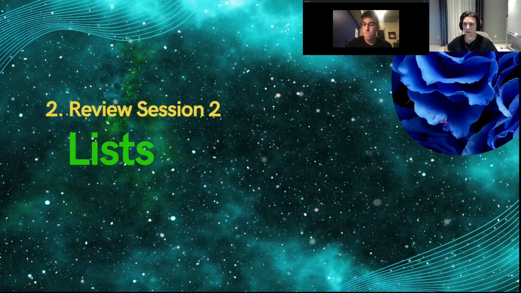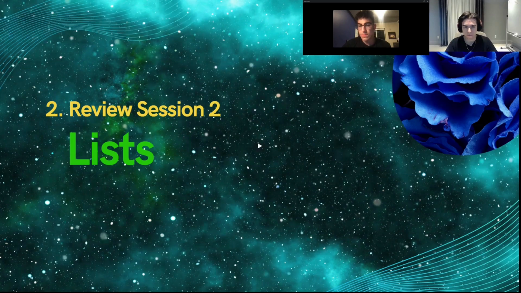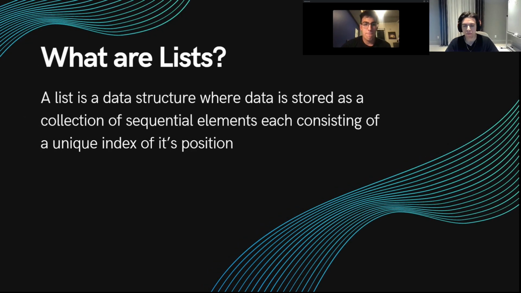All right, so jumping into the list now. This is our final data structure. So what are lists? Obviously, you guys are probably super familiar with lists now, since I believe you started using them at the end of CP104. So a list is pretty much a data structure where data is stored as a collection of sequential elements, each consisting of a unique index of its position. So if you're familiar with lists, essentially that's when you use your square bracket notation and then you use commas to separate the values, and you have your indexes that identify the position of each value you have in your list.